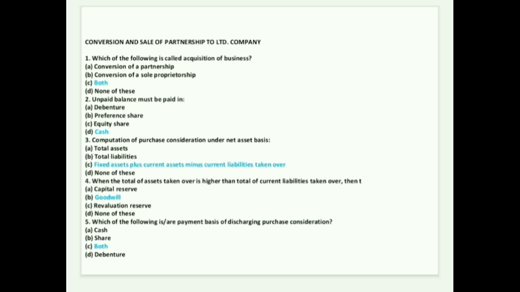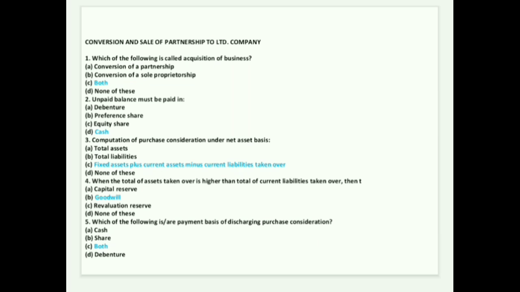Now question 4: when the total asset taken over is higher than the total of current liabilities taken over, then there will be capital reserve, goodwill, revaluation reserve, or none of them. So option B is the correct answer, goodwill. When the total of assets taken over is higher than the total of current liabilities, then goodwill will be there.